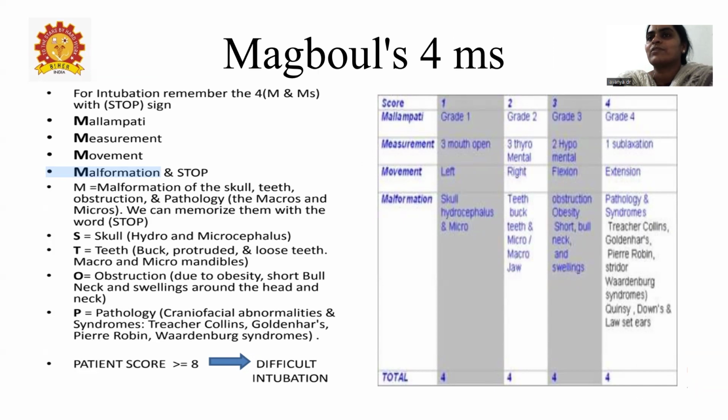For intubation, remember the flow: Mallampati, measurement, movement, and malformation, and STOP. First is malformation of the skull, teeth, obstruction, and pathology for the macros and micros. We can memorize them with the word STOP. S is skull, hydrocephalus or megacephalus or microcephalus. T is teeth, protruded or loose teeth, macro and microcephalus. O is obstruction due to obesity, short neck. P is pathology, which includes oro-facial abnormalities, symptoms like rectal swellings and fibrosis. A patient score of more than 8 predicts less difficult intubation.